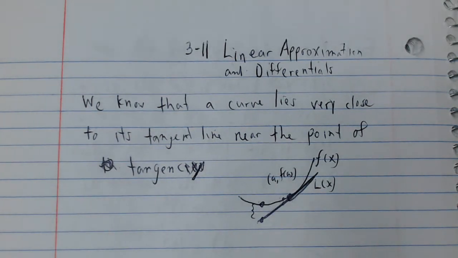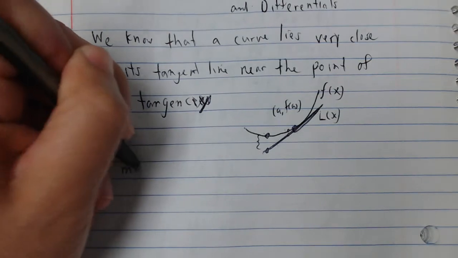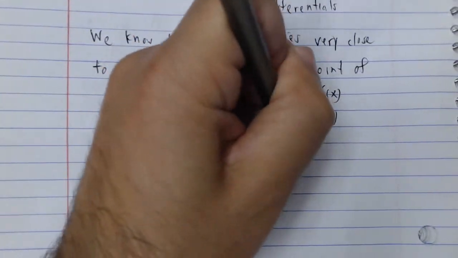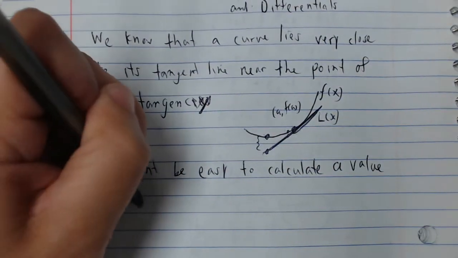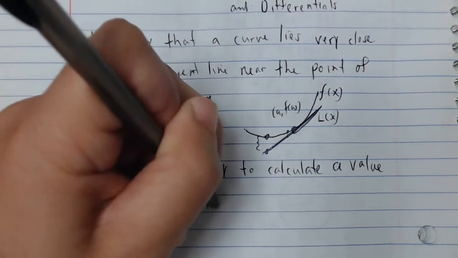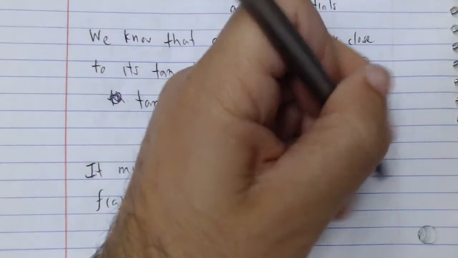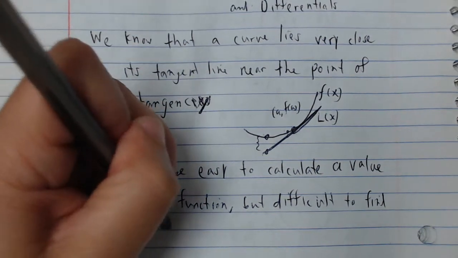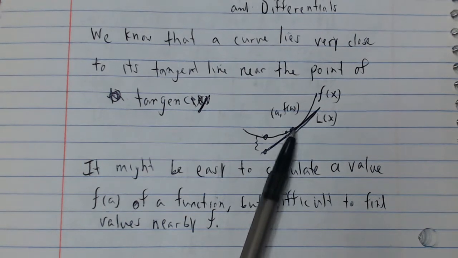So you might wonder, what's the point of this? Can't I just find the y values of the function? The answer is, if you can, yes. But the next comment I want to make is that it might be easy to calculate a value f(a) of a function, but difficult to find values nearby f. Basically, finding this point f(a) might be easy.